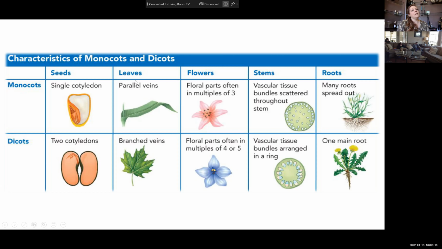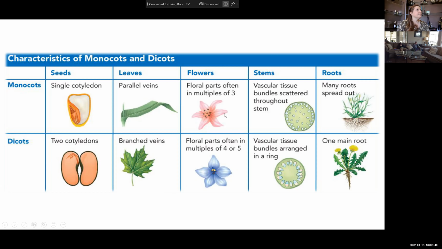And then your monocots have leaves that look like this. They're parallel veins. If you think about how grass looks or corn, here's your corn again, another great example. You've got these parallel veins that run like this, whereas here's a maple leaf and it's branched. So if you're seeing a leaf like this, it's a dicot. And if you see a leaf like this, it's a monocot.